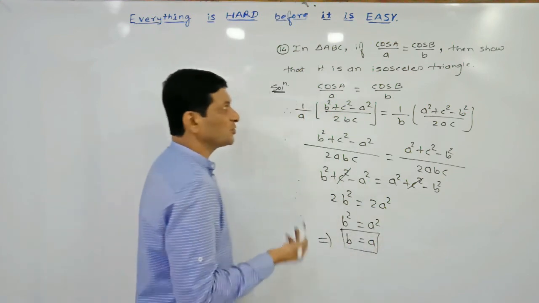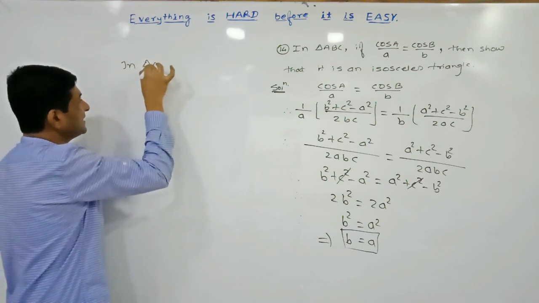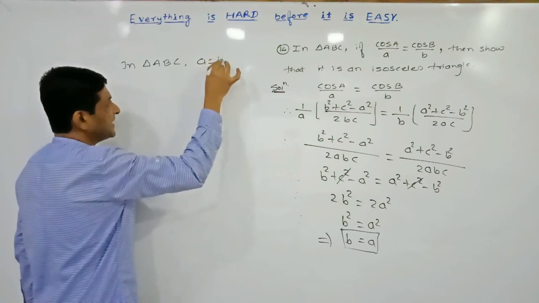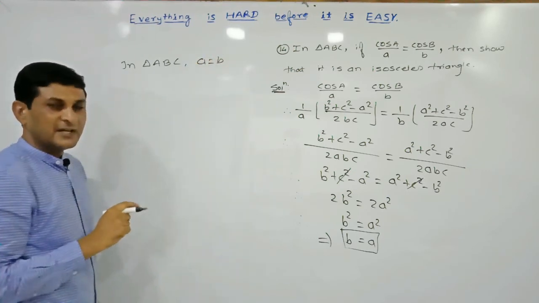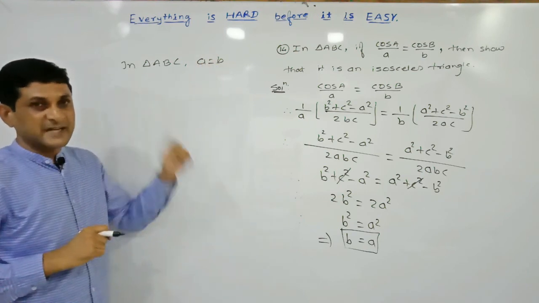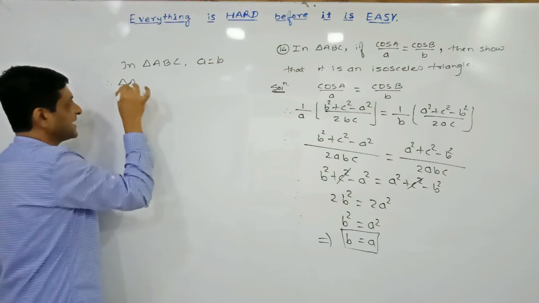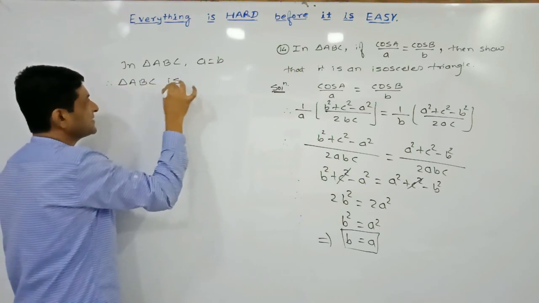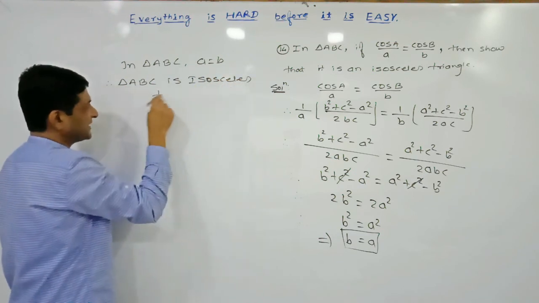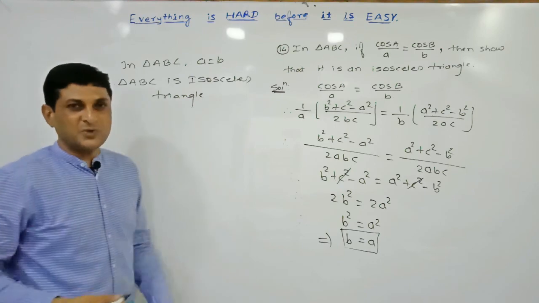This means what we have shown here in triangle ABC is that a is equal to b. a is equal to b means we have shown that two sides of this triangle are equal, and we know that if two sides are equal, then the triangle is what? Isosceles triangle. So therefore we can say that triangle ABC is isosceles triangle. And this is the result which we have to prove here.